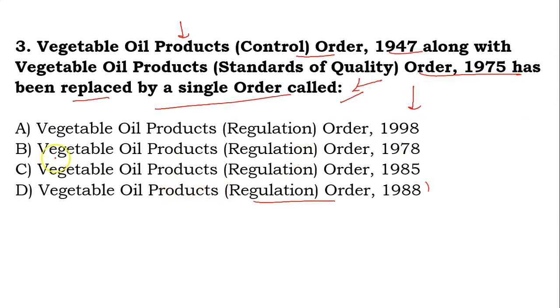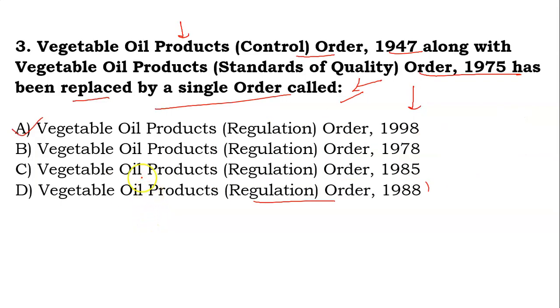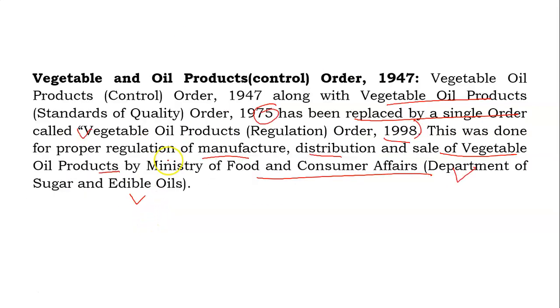Your answer will be A. What happens? The Vegetable Oil Product Control Order 1947 along with the Vegetable Oil Product Standard Quality Order 1975 has been replaced by a single order, known as the Vegetable Oil Product Regulation Order 1998. This was done for proper regulation of manufacture, distribution and sale of vegetable oil product by the Ministry of Food and Consumer Affairs, Department of Sugar and Edible Oil. So the answer will be 1998.